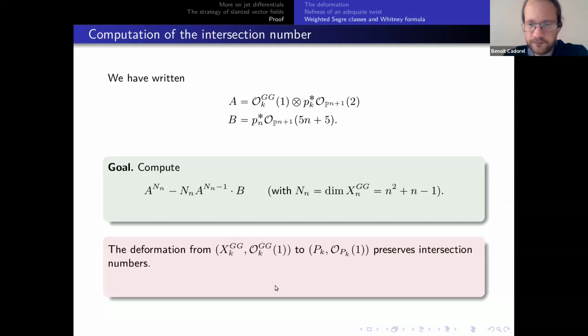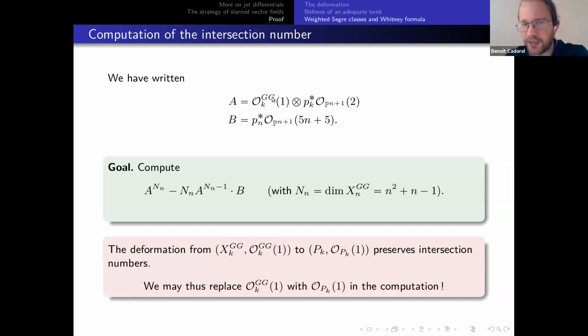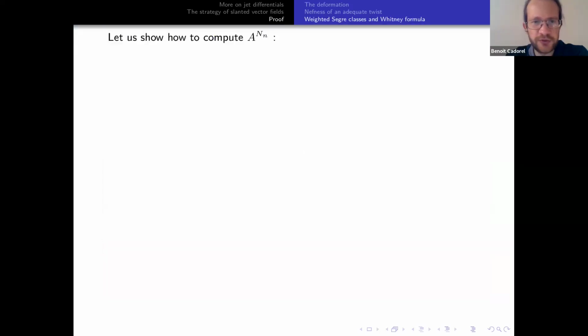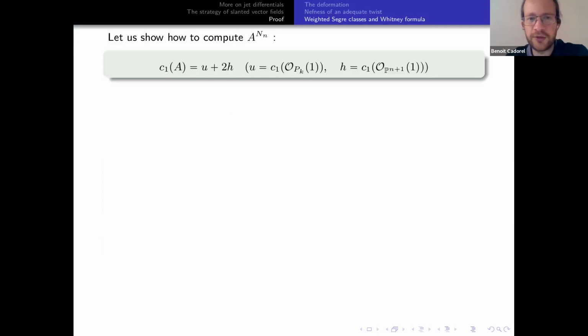Okay, so how to do that? So you can use the fact that the deformation before, so it's a topologically trivial deformation, actually. You can use it to compute the intersection numbers on the central fiber. So in the computation, you may replace this tautological bundle for the Green-Griffiths jet differentials with the one of the central fiber, which is the tautological bundle on the weighted projective space. And this is much easier to do. So let me show how to compute A^{n}, to the power n, at least in principle.